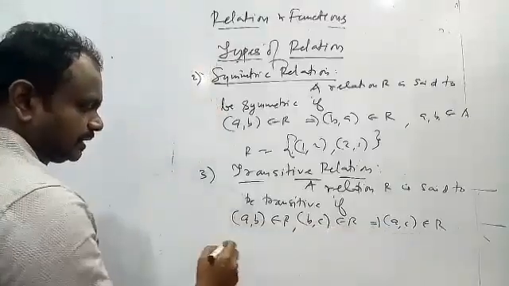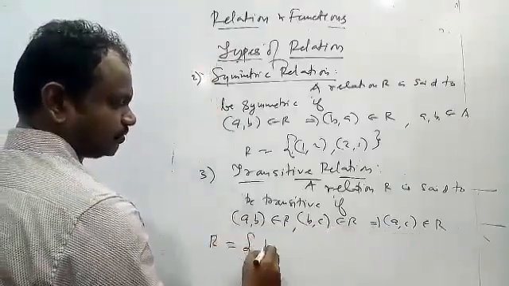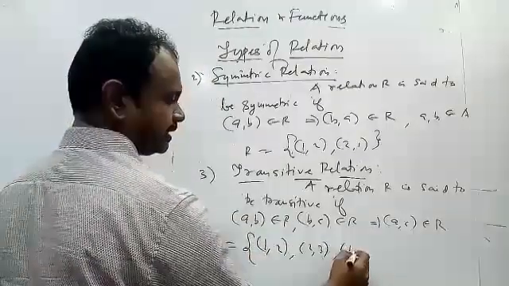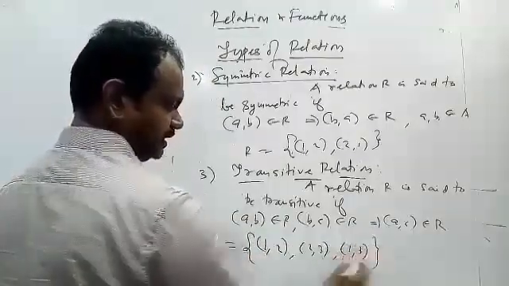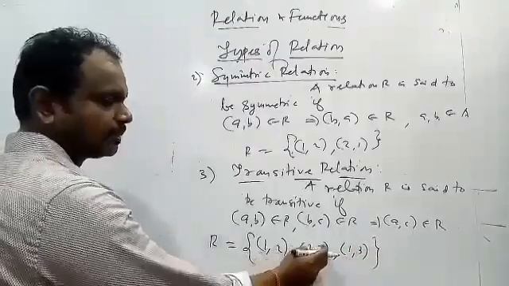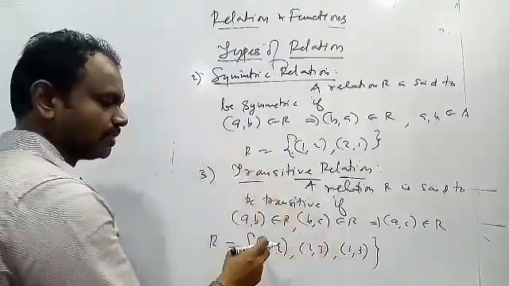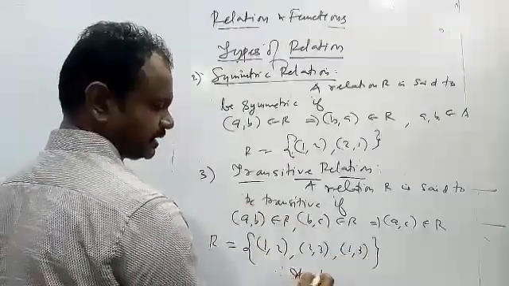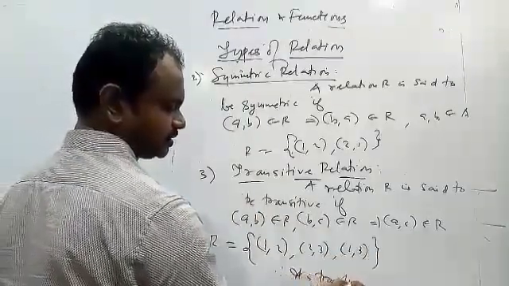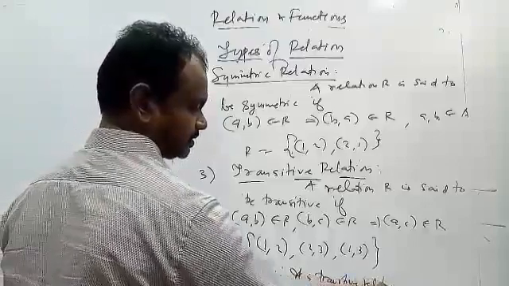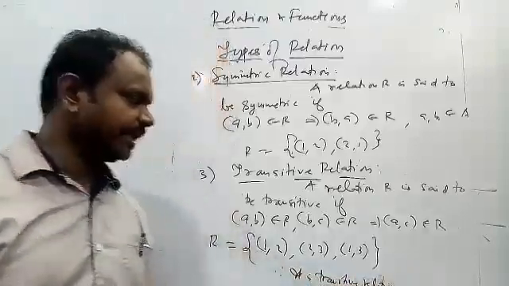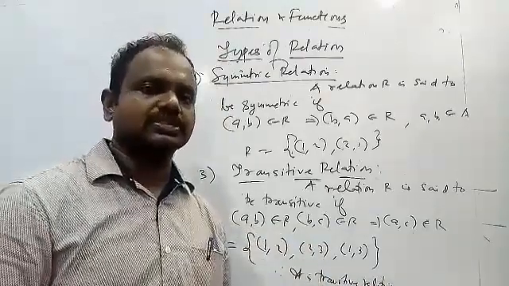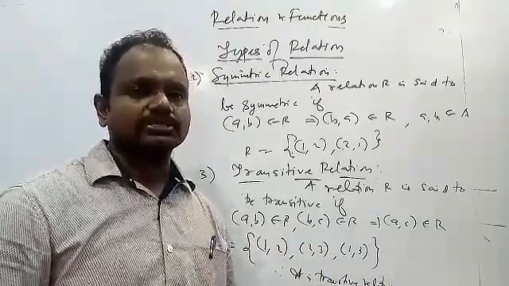For example, if R equals 1 comma 2, 2 comma 3 and 1 comma 3. If 1 comma 2 is there and 2 comma 3 is there, then we should also have 1 comma 3. So I am having 1 comma 3, that means it is a transitive relation. Is it clear? If A comma B and B comma C are there, that means A comma C also should be there in the relation R. Such type of relation is known as a transitive relation.